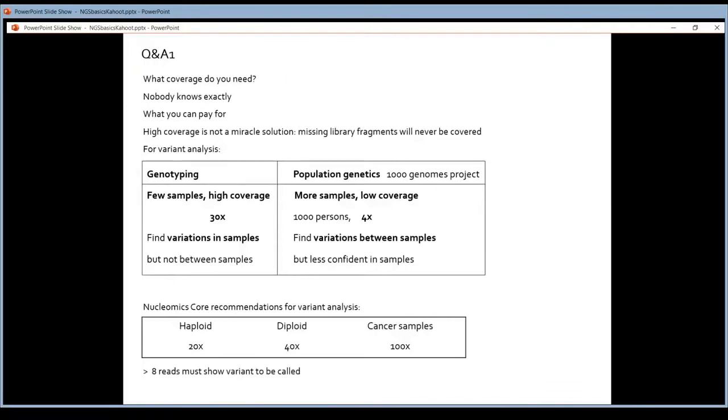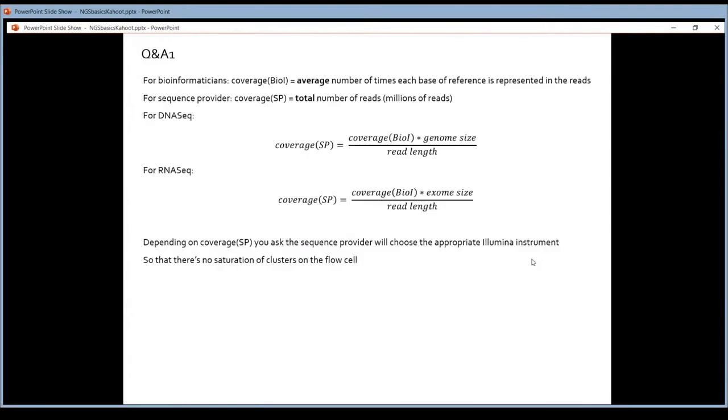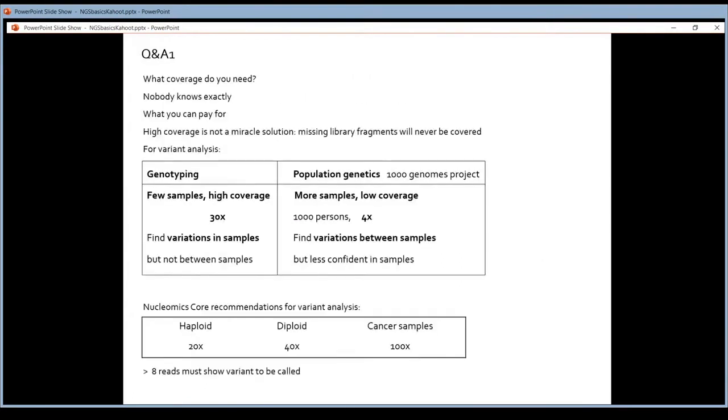Okay, so that still hasn't answered your question: what coverage do I need? I've shown how to calculate it, but you still need to choose something here. A number. What number do you choose? Well, that depends on the application, and there's not a perfect answer for that. Nobody knows what exactly you need.